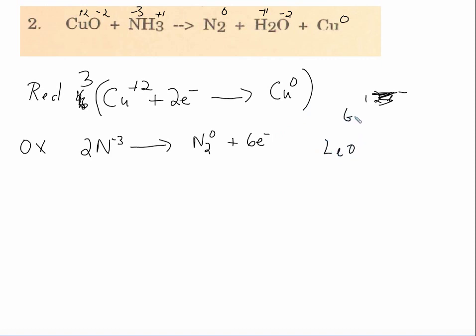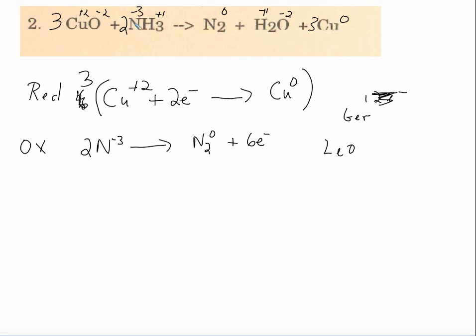The electrons lost, losing electrons is oxidation, must be equal to those gained. So this one's losing 6, this one has to gain 6. So there would be a 3 in front of that. Then you try to balance the equation. So you put a 3 there, and then you're going to need a 3 over here. You're going to need a 2 in front of this nitrogen right here.